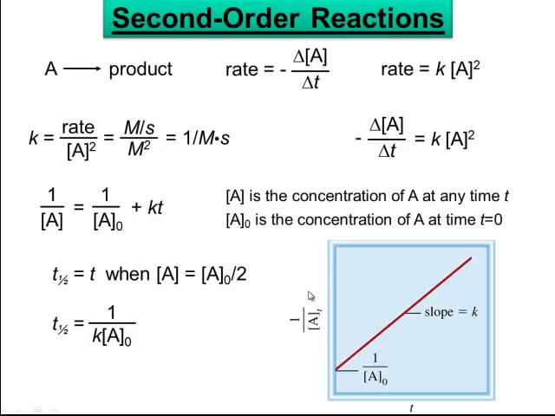This is a graph of 1 upon A versus time. Obviously, as we can see from this particular expression, the graph will be a straight line having y-intercept 1 upon A0 and the slope being the value of K. So here the slope is positive and its value is equal to the rate constant.